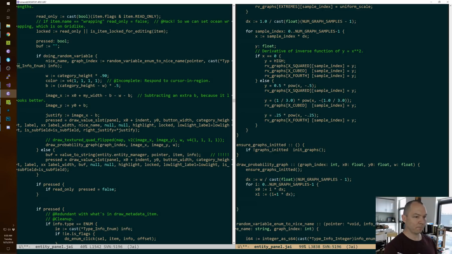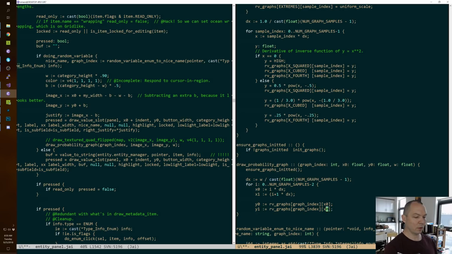We're going to say y0 is actually minus 2, because we're going to draw quads. So y0 is rv graphs graph index sub x0, and y1 is the same with x1. These aren't 0 and 1 in terms of min and max. They're just neighboring. Maybe I should call them a and b or something.